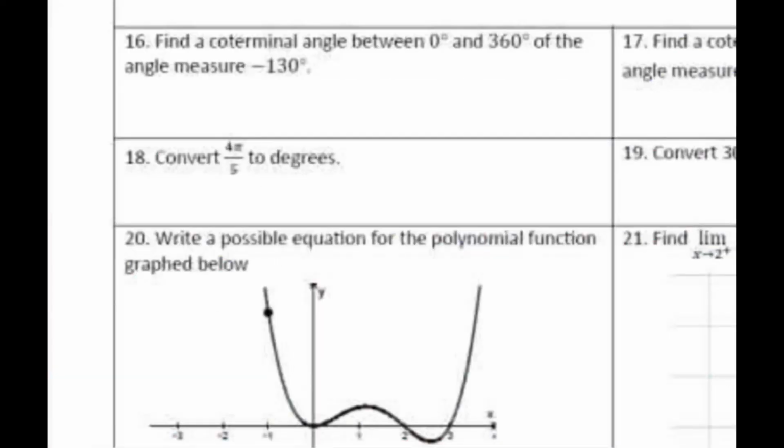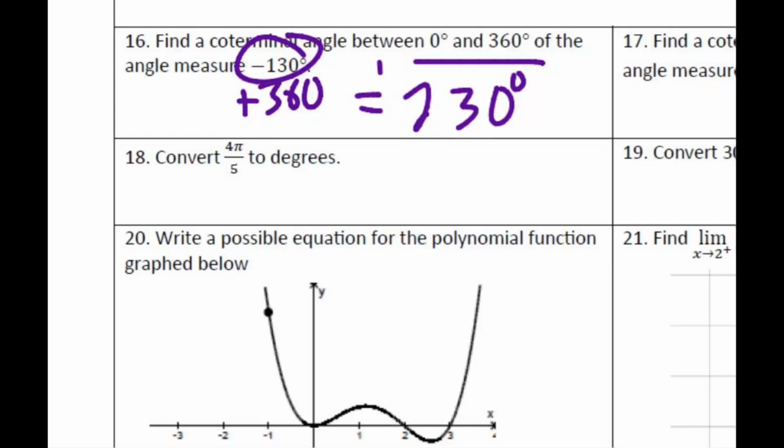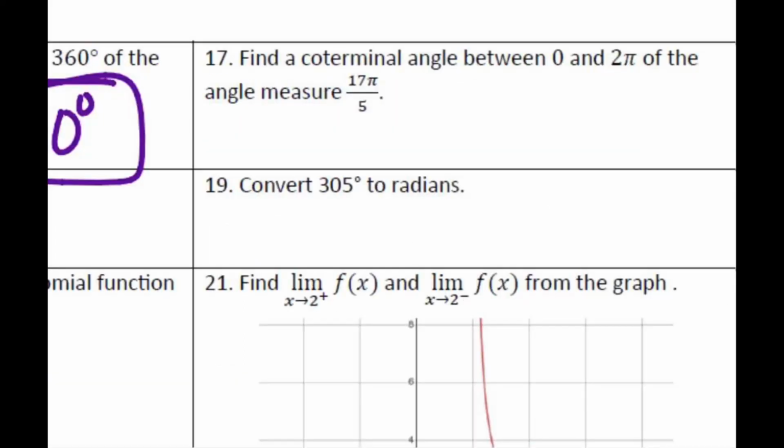These next few are like the ones we just got done doing. So find a coterminal angle. That just means that we need to add or subtract 360 degrees. If I want to be between 0 and 360 and I'm given negative 130, that implies that I need to add 360 degrees. If I do that, I get 230 degrees, and that is between 0 and 360.